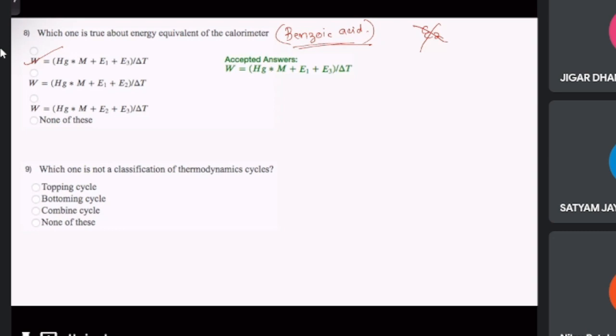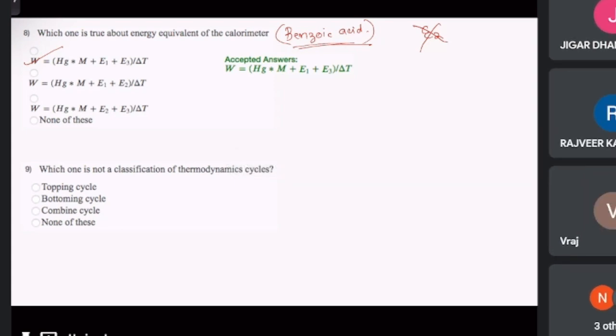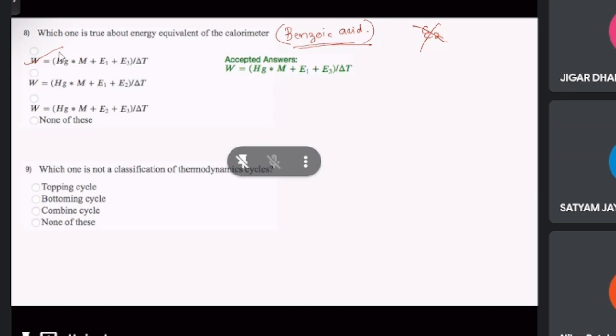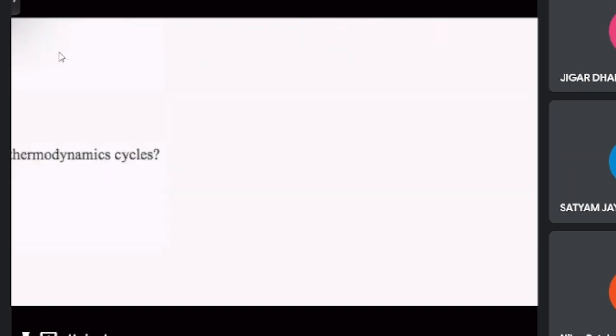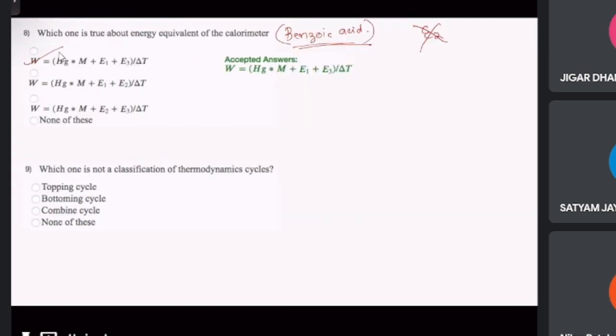And then the final question, again, a very straightforward question. Which of these is not a classification of thermodynamic cycle? Someone said none of these. Yeah. Answer is none of these, because all of these are thermodynamic cycles.